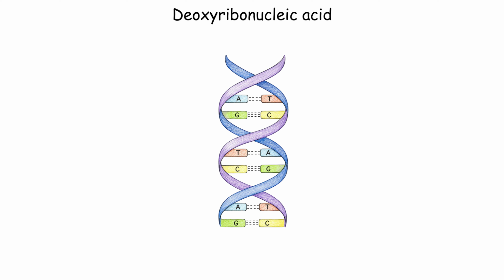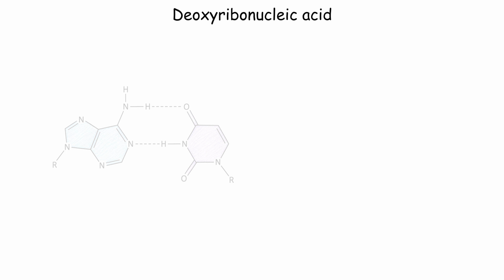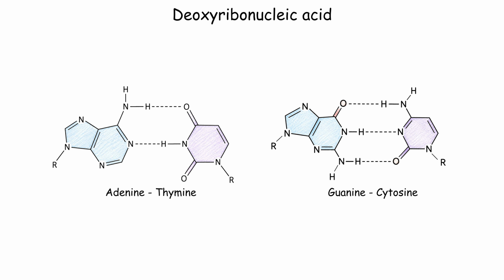These bases pair in a very specific way. Adenine pairs with thymine. Guanine pairs with cytosine. This is called complementary base pairing. The base pairs are held together by hydrogen bonds. Adenine and thymine form 2 hydrogen bonds. Guanine and cytosine form 3 hydrogen bonds. This specific pairing helps DNA keep its structure and also helps genetic information be copied accurately.